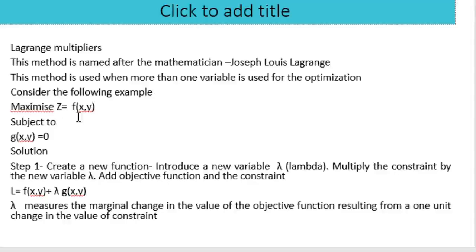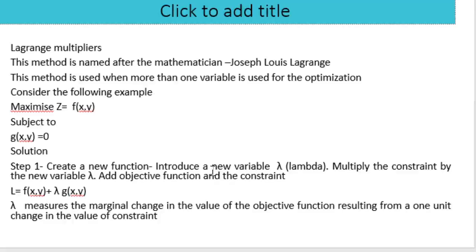This is the objective function. Maximize z equal to f, a function of x and y. It can be minimized also. It is subject to the constraint g(x, y), and the method of solution is given here. The first step is to create a new function. We have an objective function and a constraint. For creating the new function, we have to follow these steps.